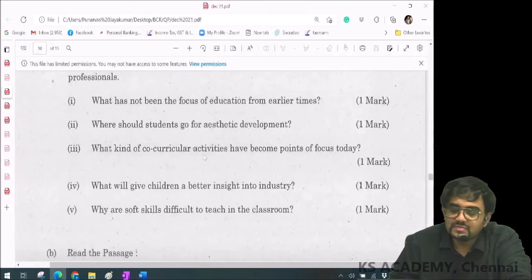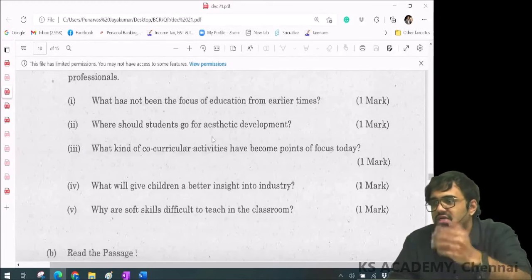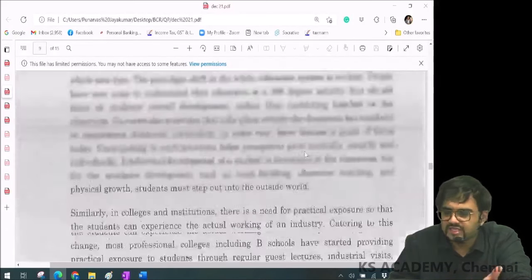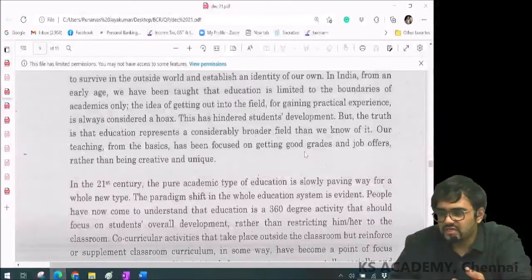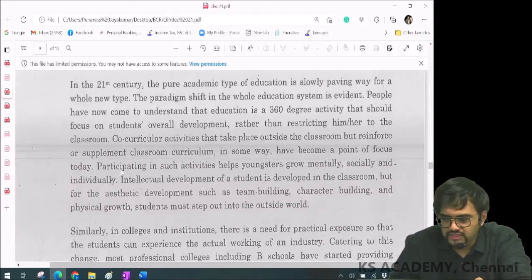The practical experience. Where should students go for aesthetic development? Aesthetic means beauty related. So how do they do that? Again, practical experience is what they say. What kind of co-curricular activities have become points of focus today? Everything is direct. Very easy. If you just see here only, you will come to know. When you start reading, if you see that, yes.